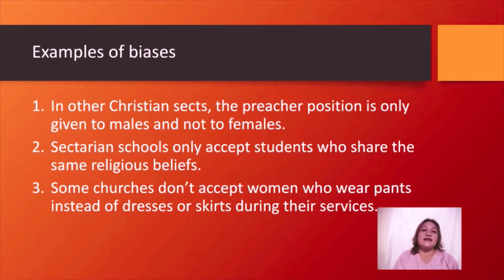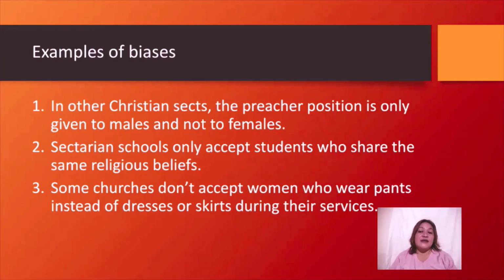Examples of biases. Number one, in other Christian sects, the preacher position is only given to males and not to females. Number two, sectarian schools only accept students who share the same religious beliefs. And number three, some churches don't accept women who wear pants instead of dresses or skirts during their services.